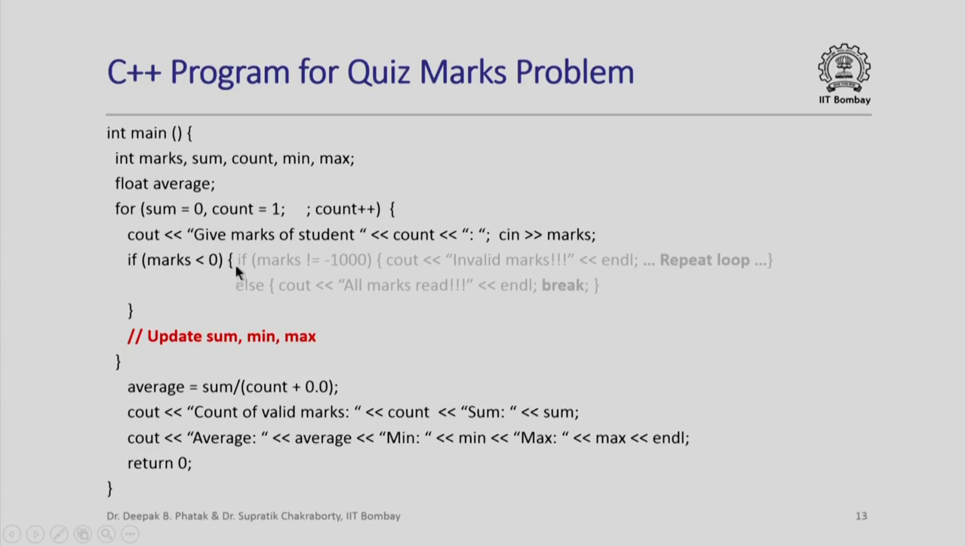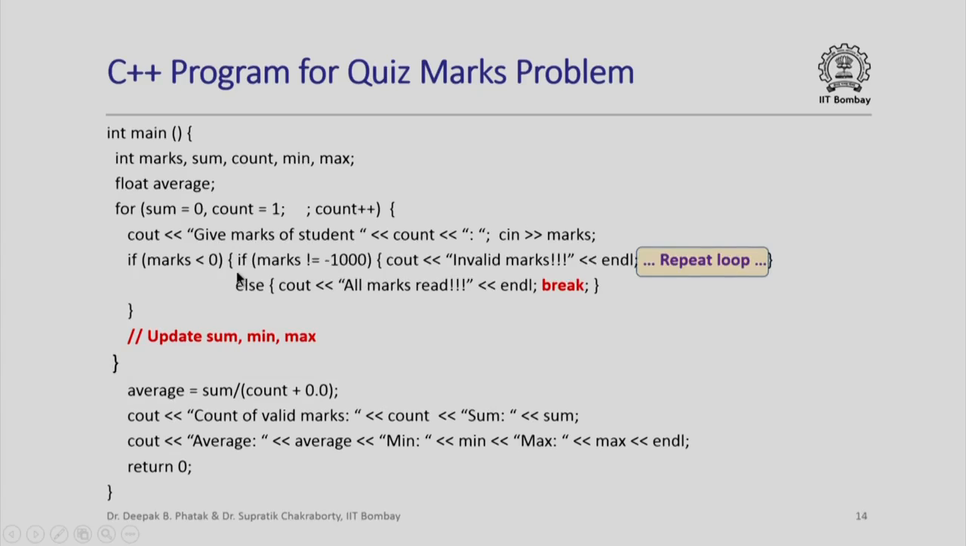Now let us see what happens when the marks is less than 0. If the marks is not equal to minus 1000, then I want to output invalid marks and I want to somehow go back and repeat this loop because I have got to read more marks. Otherwise, if the marks is minus 1000, then I know that all the marks have been read, so I can exit the loop, compute the average and print out the different metrics.